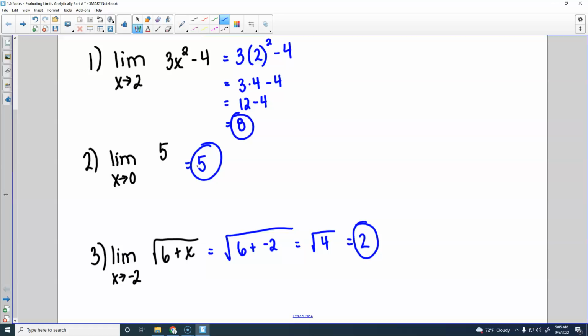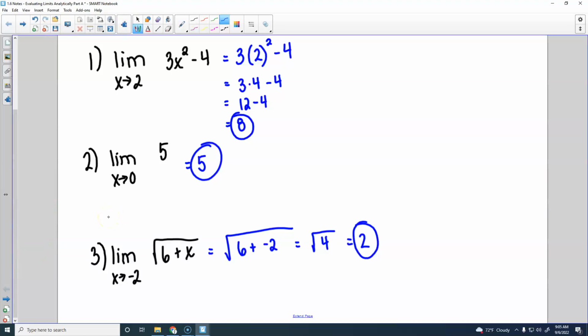Square root of 6 plus x, everywhere it's defined, it's going to be continuous. Now, you would have an interesting point at negative 6 right there where you would care about your limit, or any negative numbers.